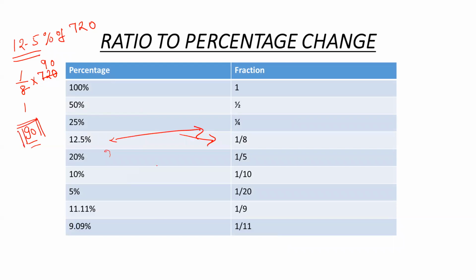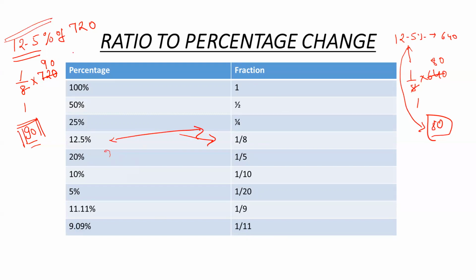Yes. Similarly, if someone asks you to find 12.5% of 640, what will you do? You know that 12.5% is nothing but 1 by 8. So 1 by 8 into 640, which will be 8 ones are 8, 8 sixes are 48, so 80. So you can say 12.5% of 640 is nothing but 80. Are you getting my point? So this is how you can calculate percentage problems by using this percentage to fraction chart. Getting the point?